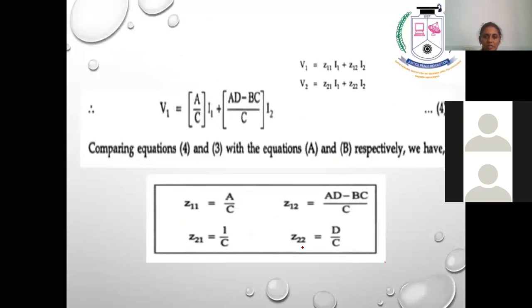Substituting that and simplifying, you get this equation: V1 is equal to A by C into I1 plus AD by C minus B into I2. Now this has to be compared with the first equation of the Z parameter, V1 is equal to Z11 I1 plus Z12 I2. So Z11 is equal to A by C. And Z12 is equal to AD minus BC by C. That's how you get the value.